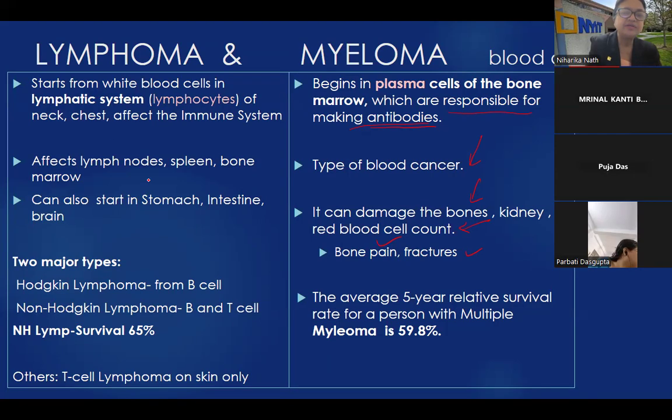It's in the lymphatic system, and so it affects more quickly the lymph nodes, the spleen, and then the bone marrow. It can also start in the stomach because the lymphatic system is everywhere, so it's in the intestine. These abnormal cells can also affect the stomach, intestine, and the brain. So in a myeloma, now you see that they are both kind of like blood cancers in a way.